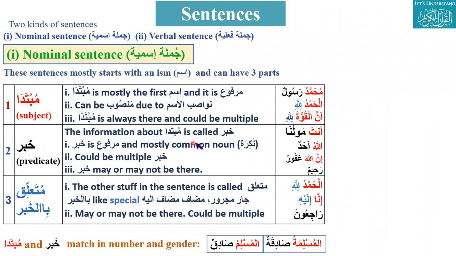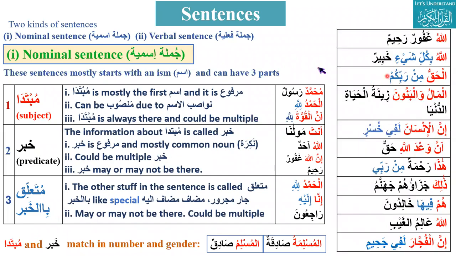Okay, so let's take some example here. Brother, this alhamdulillah. The noun is Allah right here, but it still falls in the nominal sentence. Nominal sentences mostly start with ism. So alhamdu is what? It's not ism. Yeah. So that's why this is a nominal sentence.